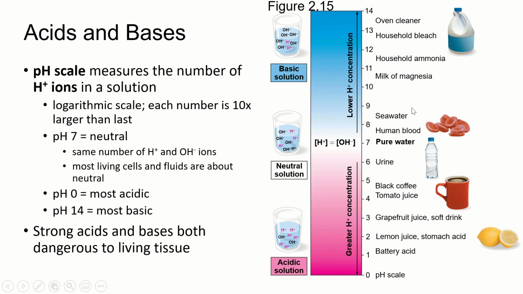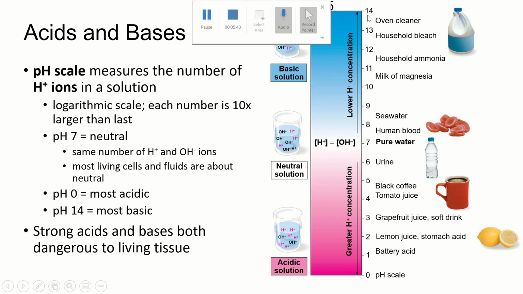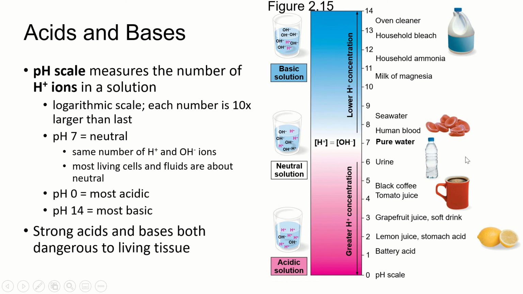Blood is slightly alkaline. Seawater is slightly alkaline. And then things like milk of magnesia, which is something that you take to counteract an overly acidic stomach and heartburn, which is acid from the stomach flowing up into the esophagus. Milk of magnesia makes the stomach acid more neutral. Okay, when you mix an acid and a base, you get more neutral. Ammonia, bleach, oven cleaner, all strong bases, which are also very dangerous to living tissues.